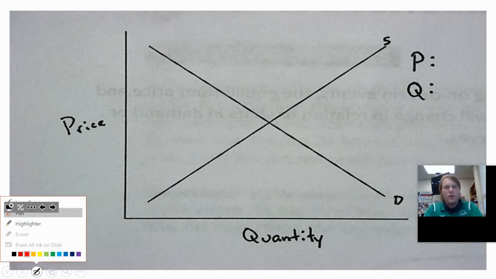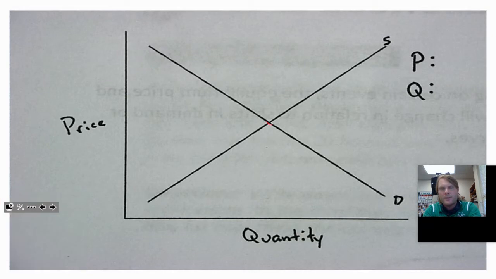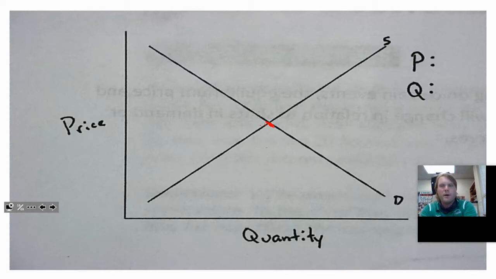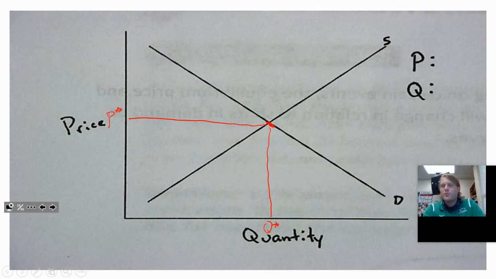And our equilibrium price and quantity is really easy to find. It's this dot right here. I'm just going to label my equilibrium price with a P and a star, and I'm going to label my equilibrium quantity with a Q and a star. Okay, so it's pretty straightforward as you look at that. That's what we're trying to identify.